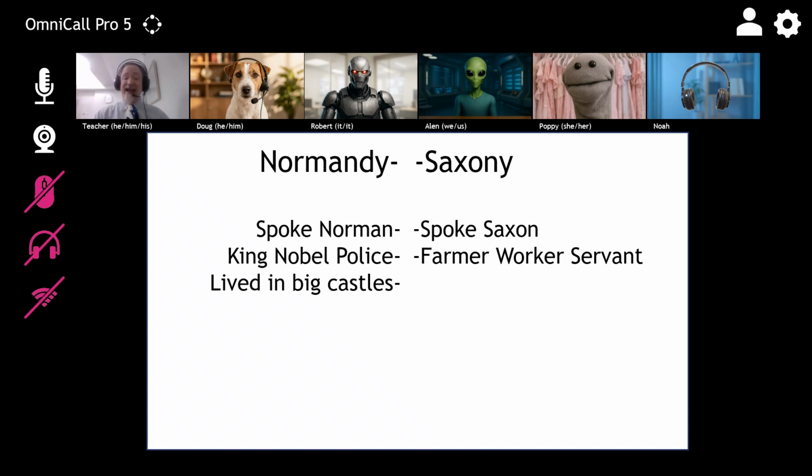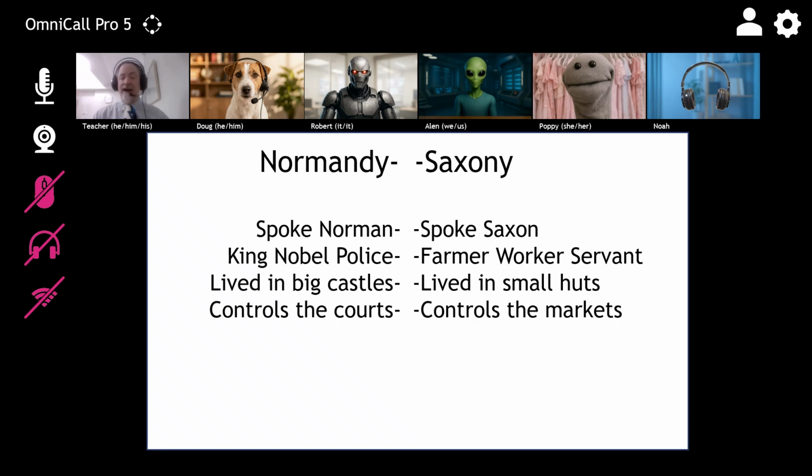Normandy lived in big castles. Saxony, they weren't as rich. They didn't have the money. Their living conditions were much easier. Okay. Normandy, they were the rulers and the kings, so they controlled all the courts. Saxony, they didn't have as much power, but they did have power in one important area.